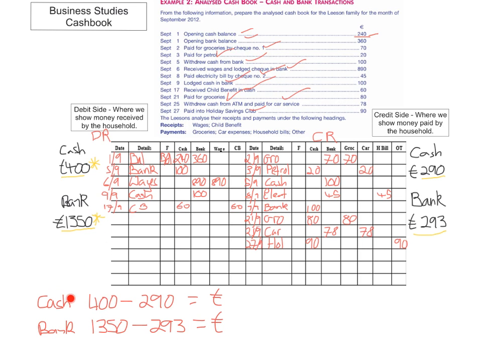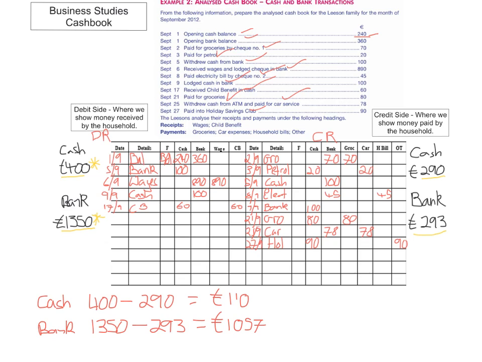So what I have here is I've got cash 400, take away cash 290. If I take that away, that will give me 110 in the difference. So I write 110. And I do exactly the same for bank. So bank is 1,350 for the debit side, take away the bank for the credit side, which is 293. And that gives me a total of 1,057.